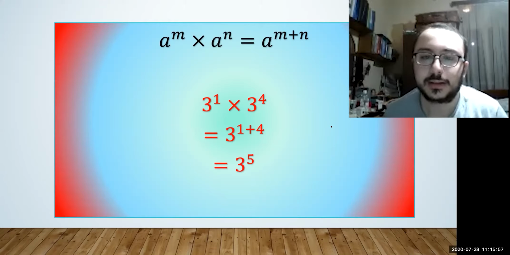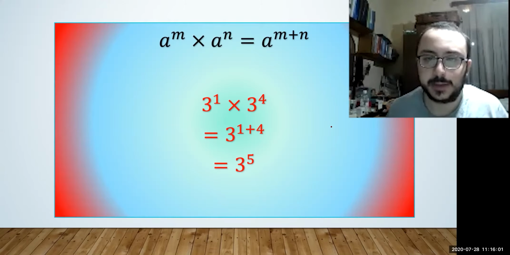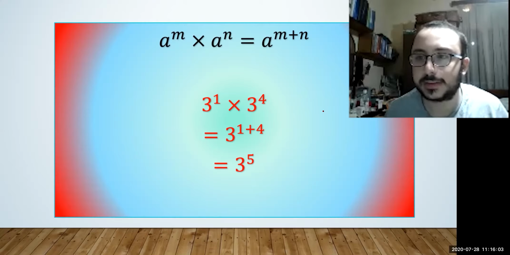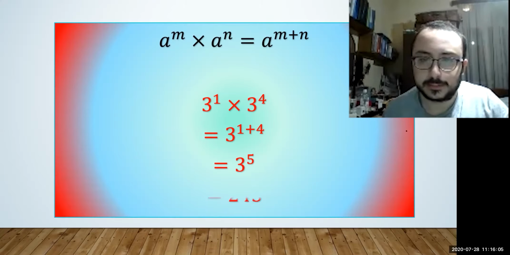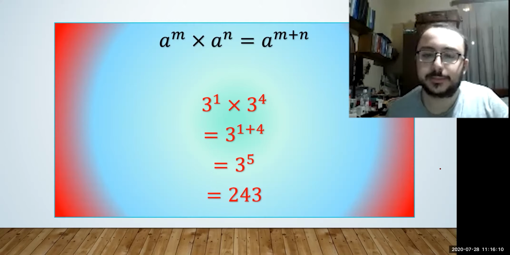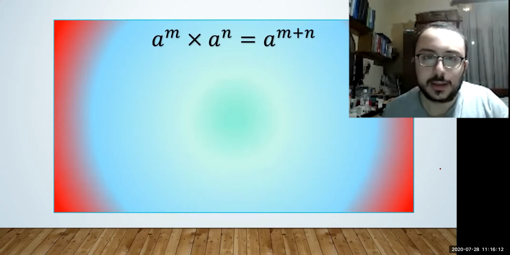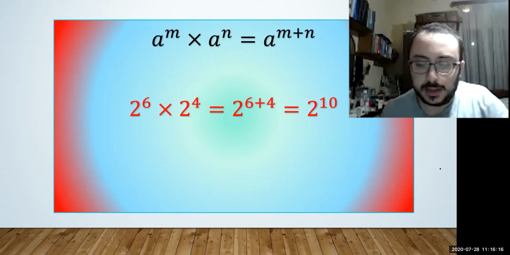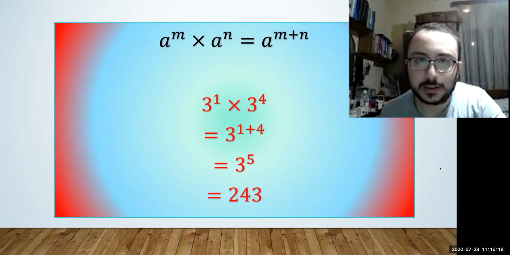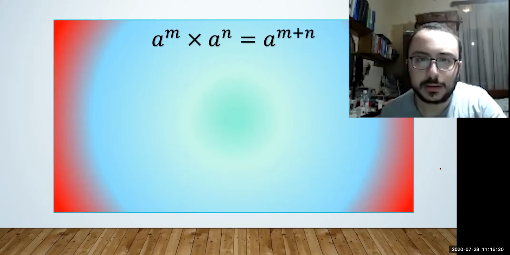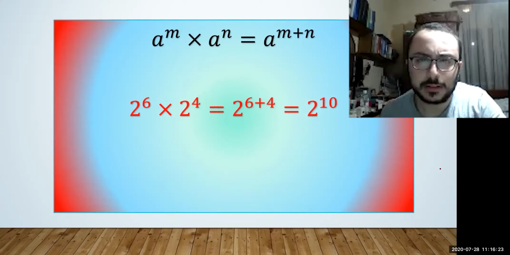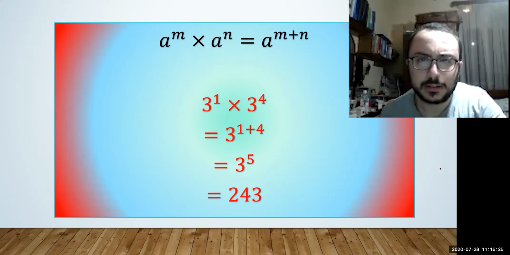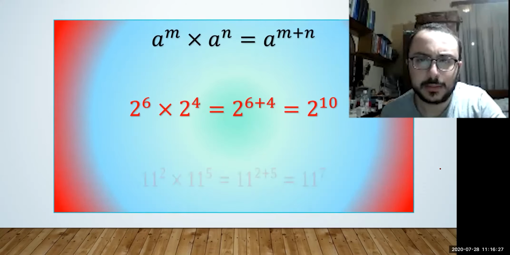This is the first rule. If we're multiplying the same number with different powers, we add the powers. And it's equal to 243. Now, it's the same.